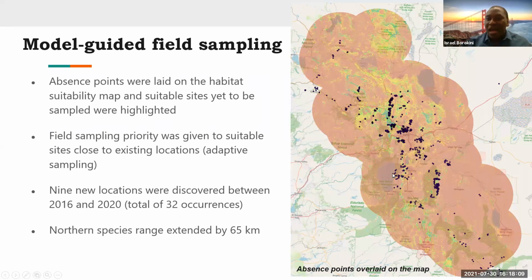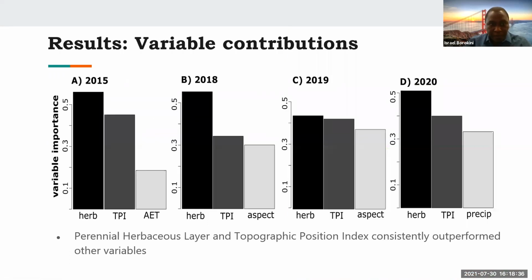So as more data came in through field sampling, they were added into the models and rerun, and then we did further sampling. And so we discovered 9 new populations, which increased the total occurrences from 23 to 32. And the northern species range was extended by 65 kilometers, as I will show in the results.